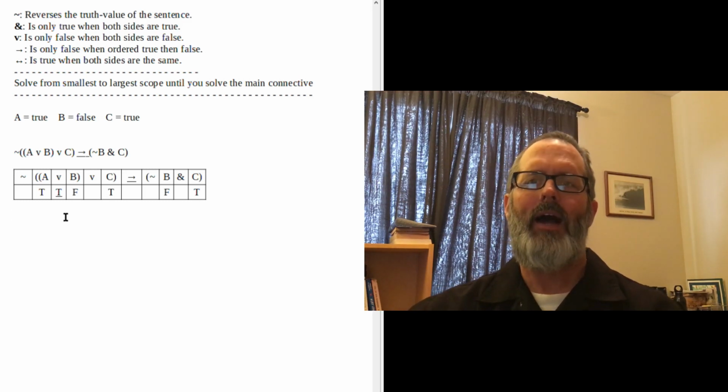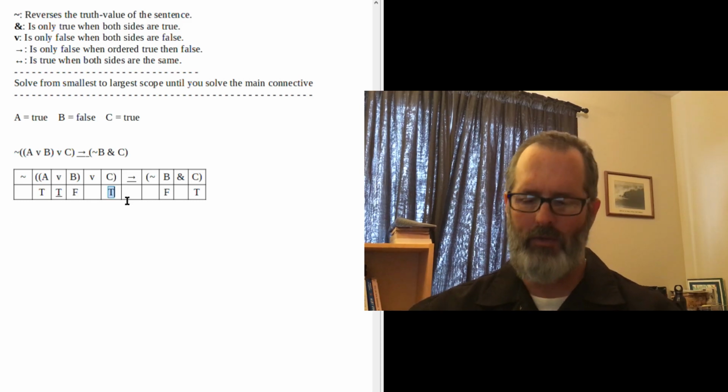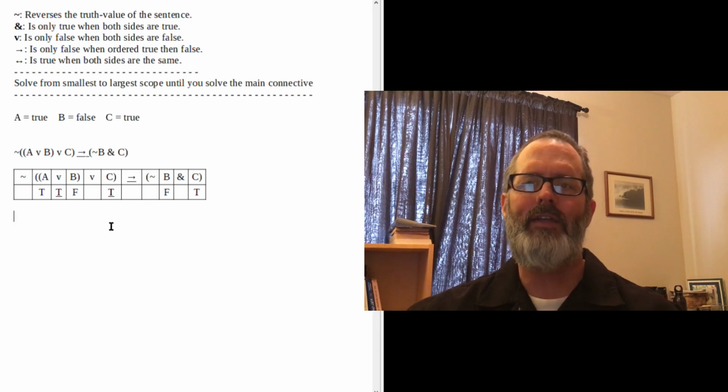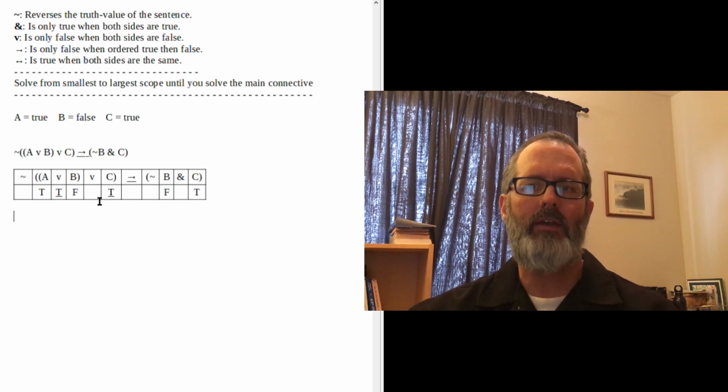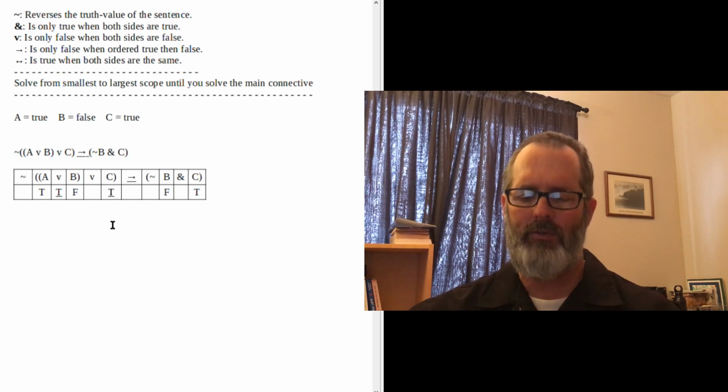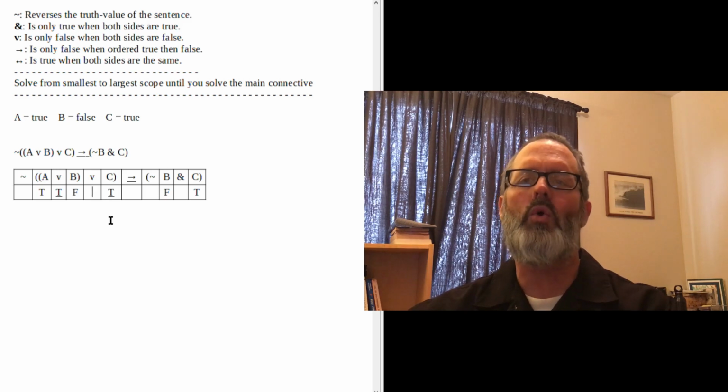Now where do I work? I am working from this parentheses now moving out to the larger parentheses to solve this value, comparing it to C. So let me underline that value so you can see what I'm comparing. I am comparing the value under this or to the value under this C in terms of this or here. Good? So what are the truth conditions for an or sentence? An or is only false when both sides are false. This does not have both sides false, so this or is true.